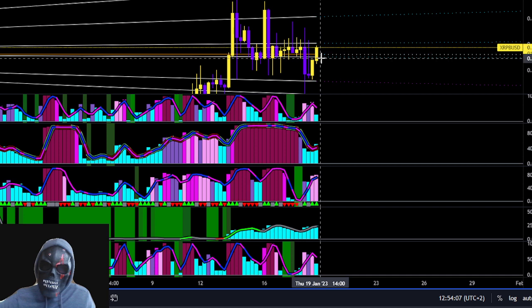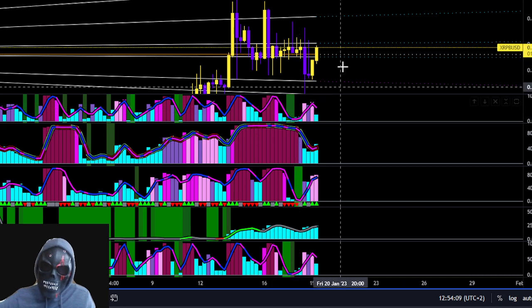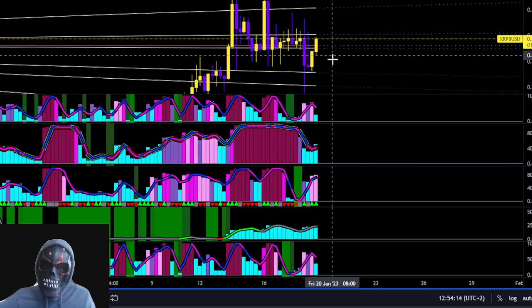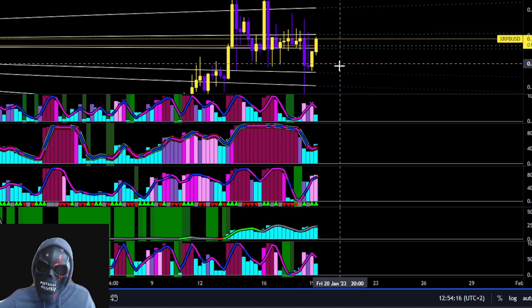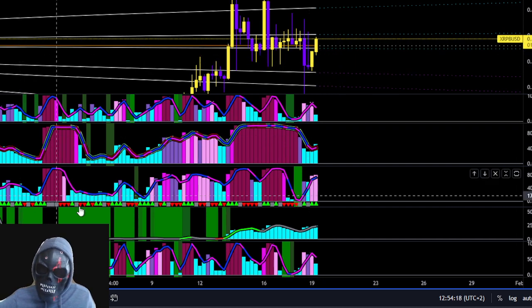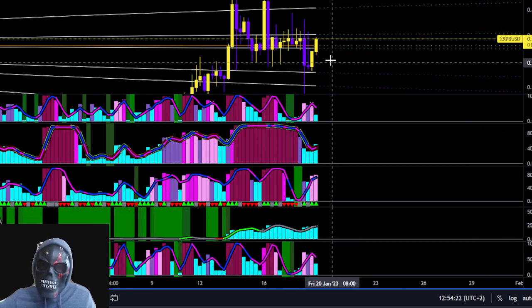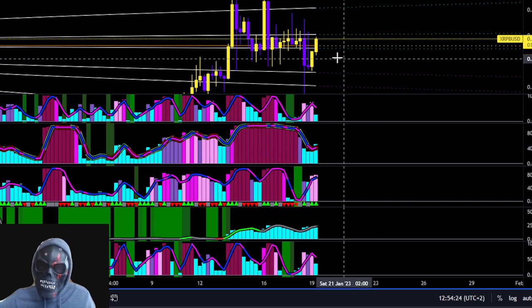Now when that happens, if it's above this orange line, all these green flashes tell me it's a longer term bullish trend. If it's below this orange line, with all these green flashes in a row matching up, then it tells me that the trend is bearish for a long time.